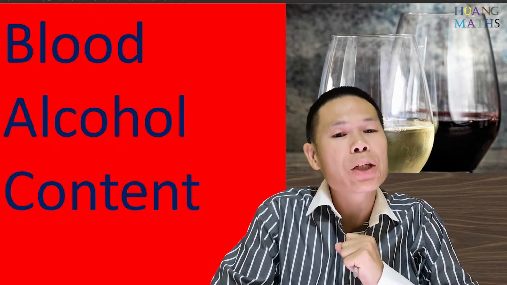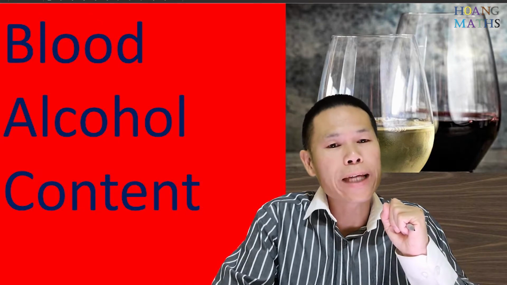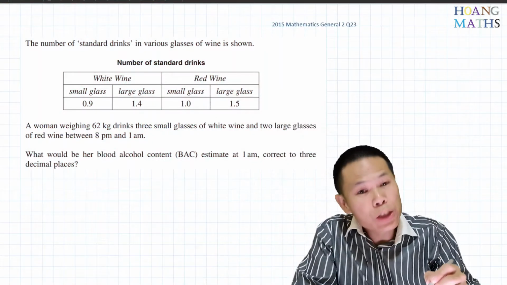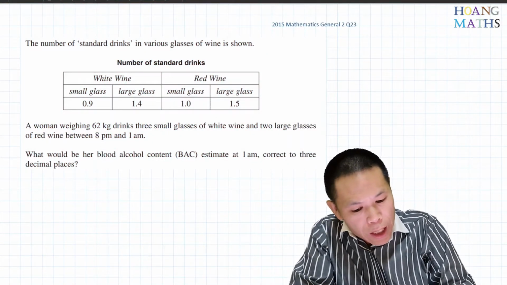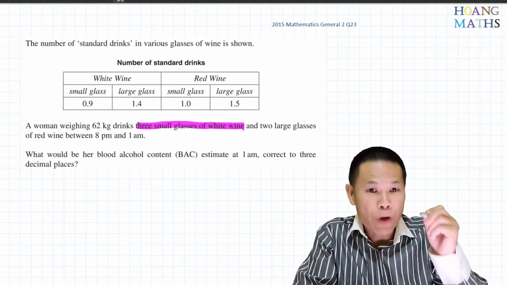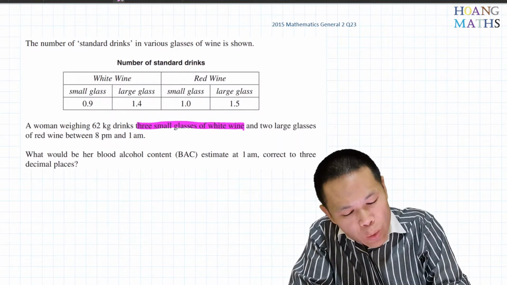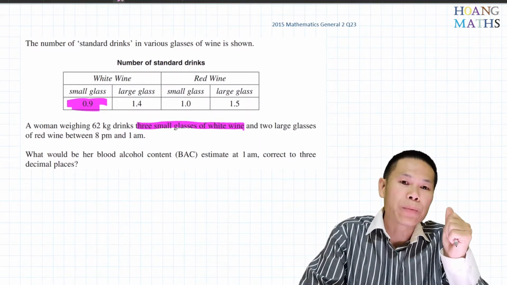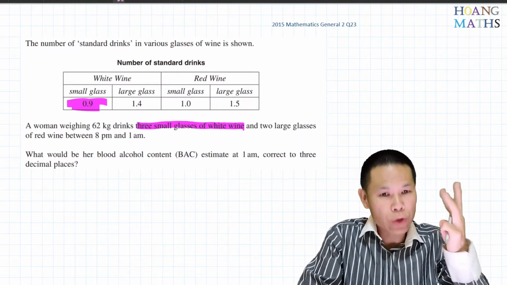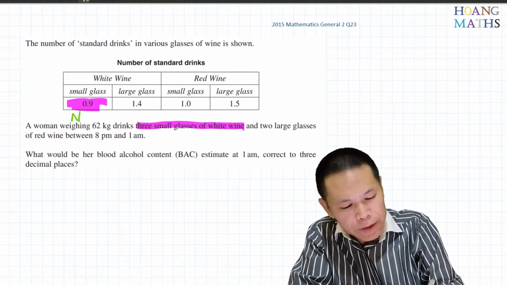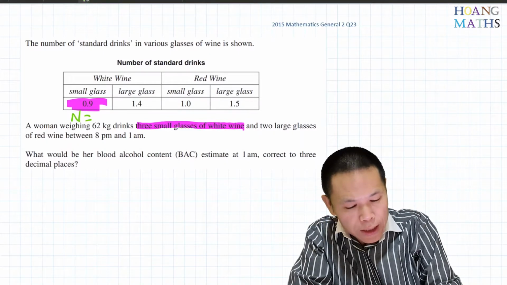In this lesson, I'm going to teach you blood alcohol content. So let's go straight into it. A 62 kilogram woman drinks 3 glasses of white wine. From the table, 1 white wine is 0.9 of a standard drink. And she drinks 3 glasses, so the number of standard drinks for this is 3 times 0.9.